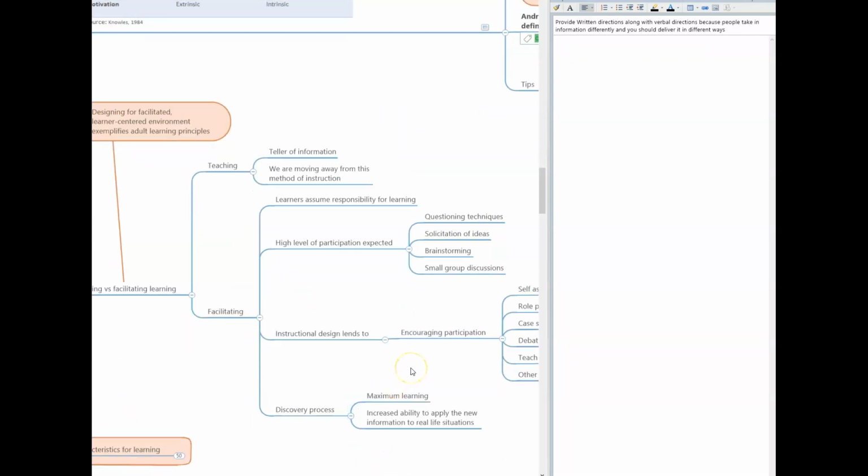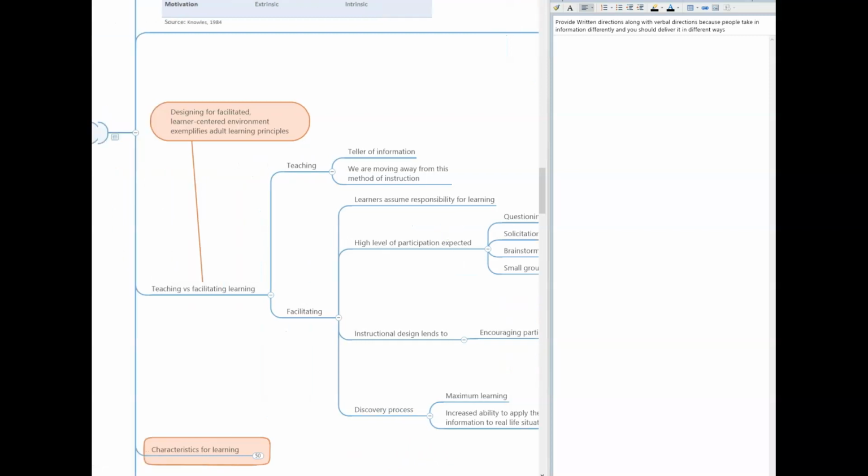The discovery process gives maximum learning potential. It is increasing the ability to apply the new information into real-life situations. Again, facilitating the learning experience is exemplified in the adult learning principles.